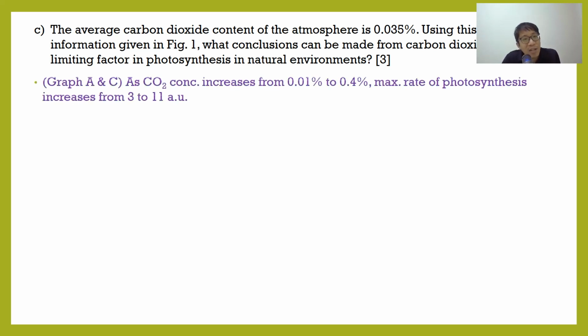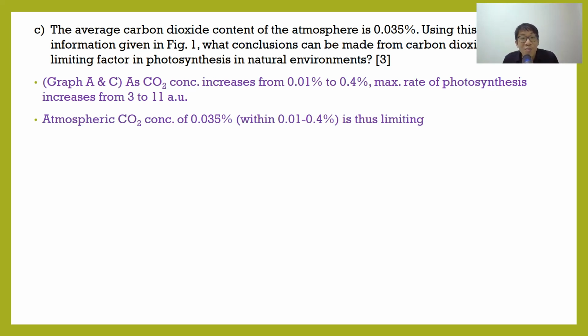Okay, so the graph shows you that carbon dioxide concentration is the limiting factor between 0.01% and 0.4% when you compare graph A to C. Between graph A to C, when carbon dioxide concentration increases, the rate of photosynthesis increases as well. So this shows you that we haven't reached saturation, within this range where carbon dioxide concentration is the limiting factor. So 0.035% is within this range.